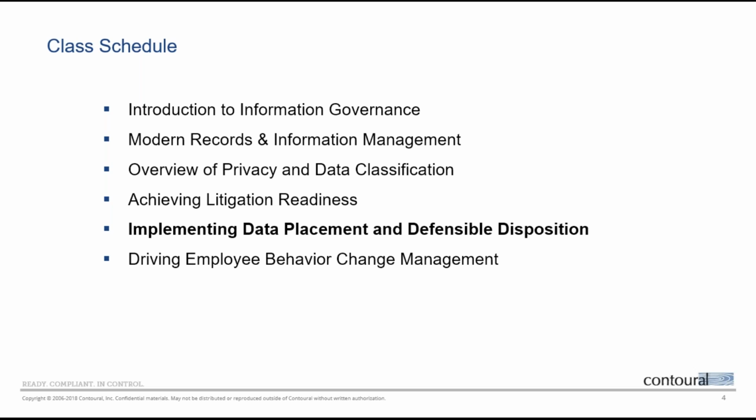We then talked about a modern approach to records and information management. We talked about how we're seeing more electronic information being produced and the need for organizations to have modern and compliant records retention policies and schedules to be able to manage that information. And then in the third class, we talked about privacy and data classification standards, including being prepared for privacy legislation coming up, such as the California Consumer Privacy Act, and how to be compliant in time for those.